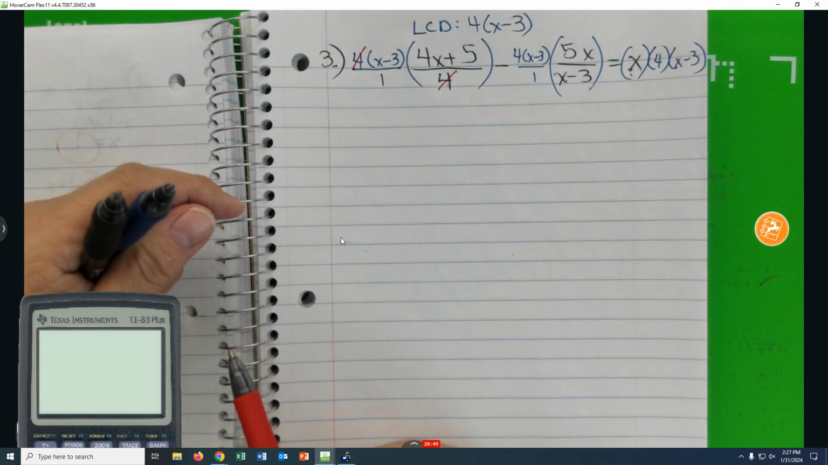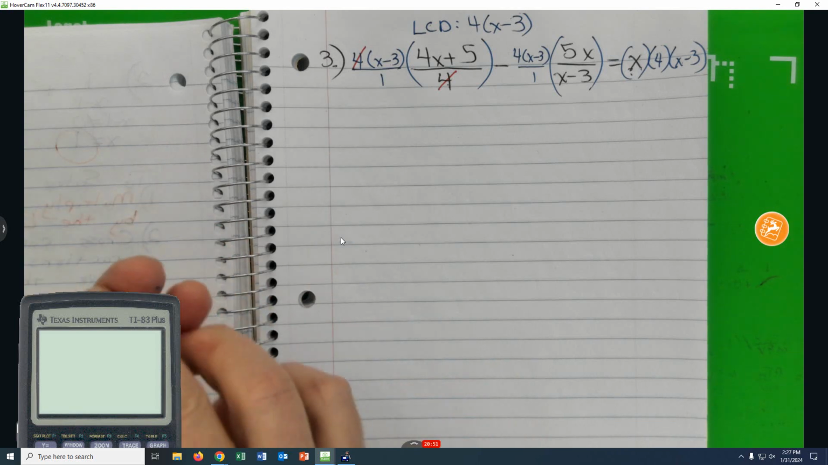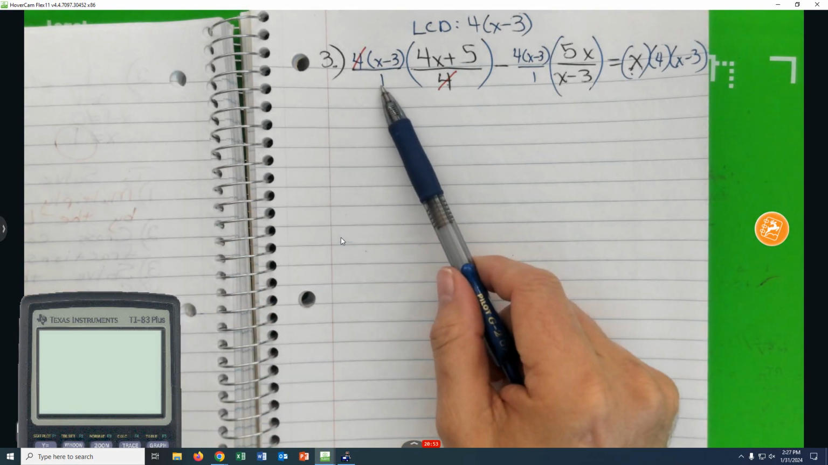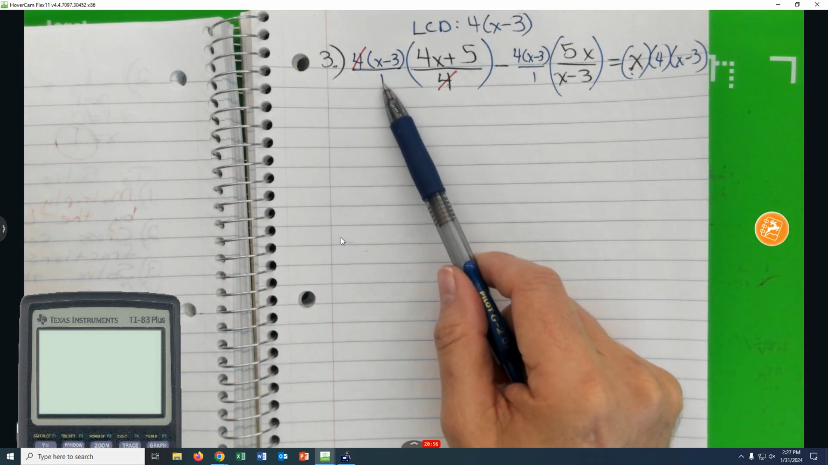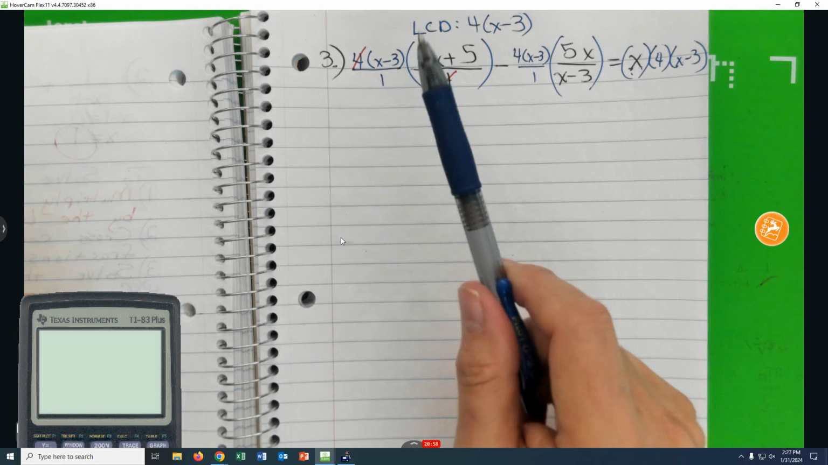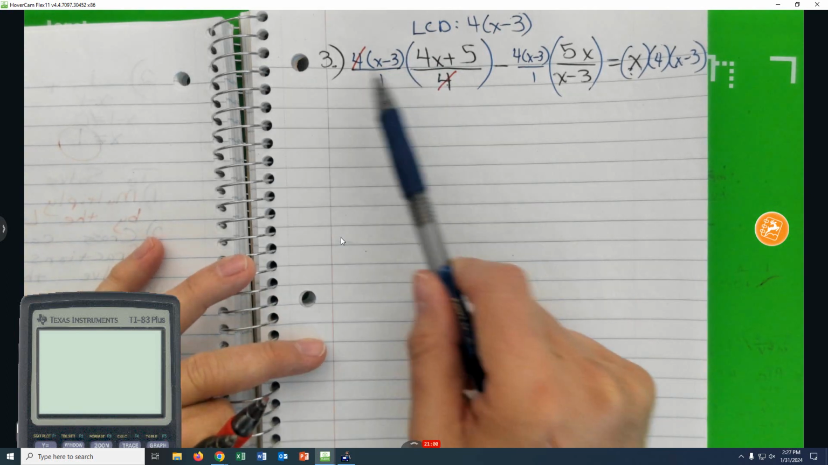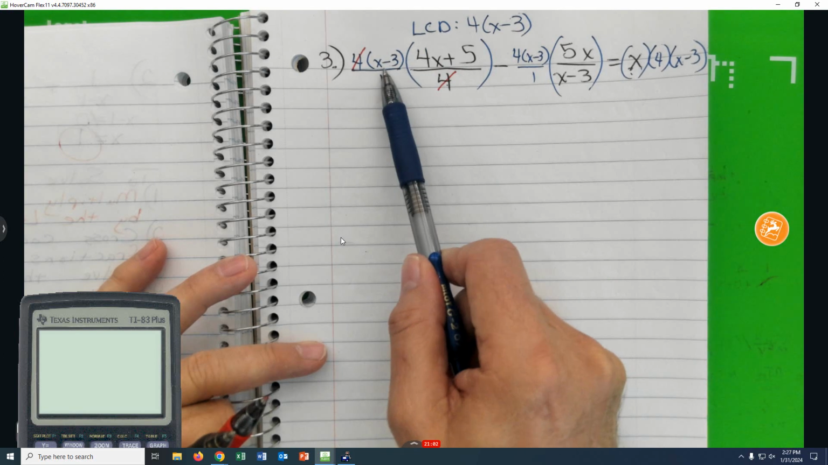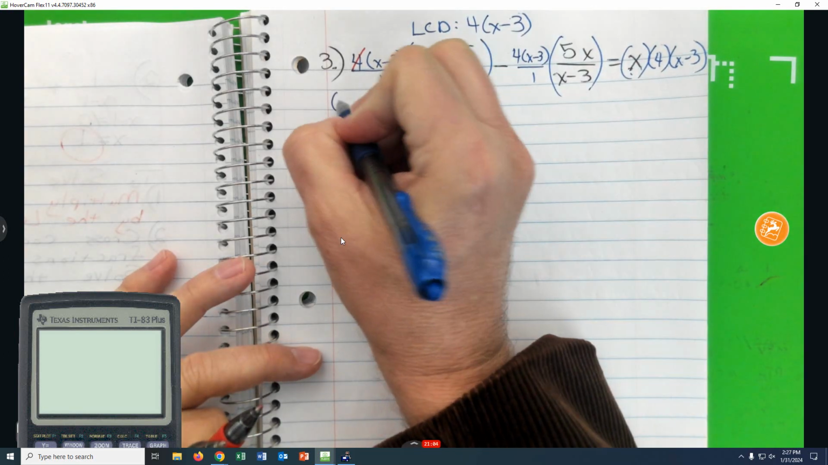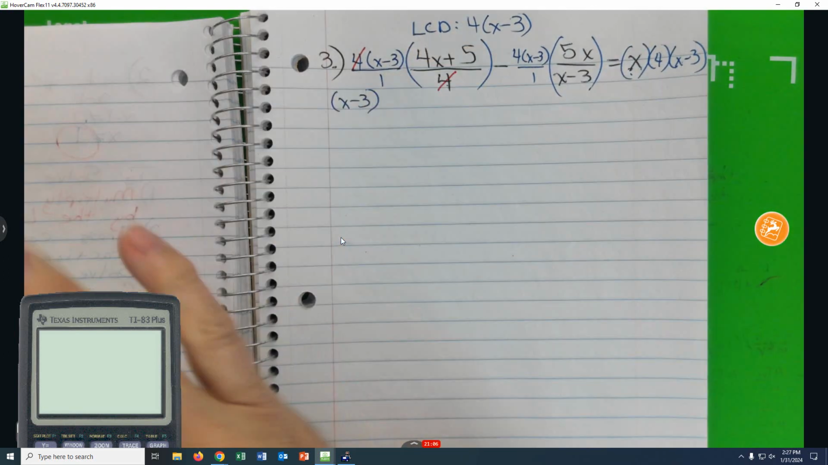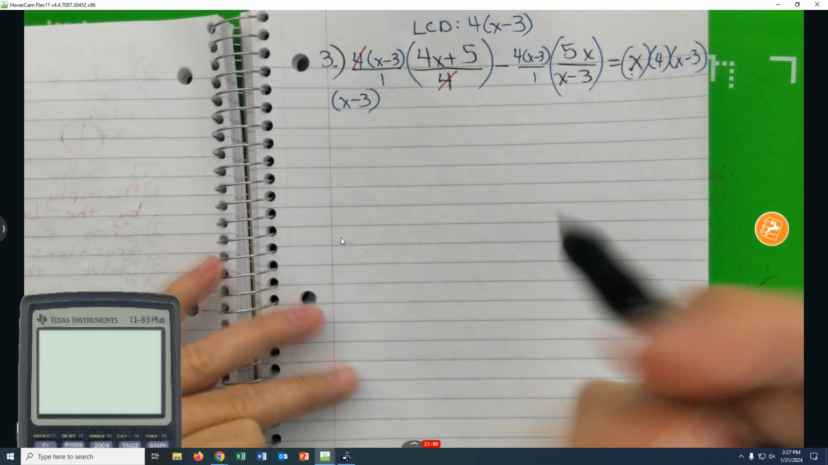Cancel the 4s. You say, well, you still have that denominator of 1. Yeah, we don't have to show that anymore. We can drop that denominator of 1. What have we got from the first term? We now have a blue x minus 3 times the black (4x plus 5).